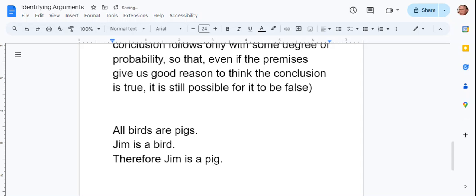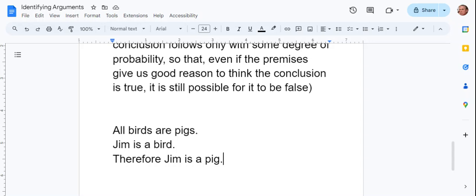It has the very same form as the Socrates argument. A perfectly valid deductive argument. All birds are pigs. Jim is a bird, therefore Jim is a pig. So when we say that it's valid, what are we saying? Well, we're saying that if the premises are true, then the conclusion must be true.